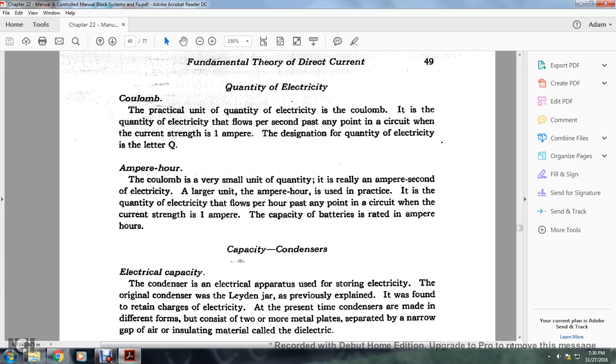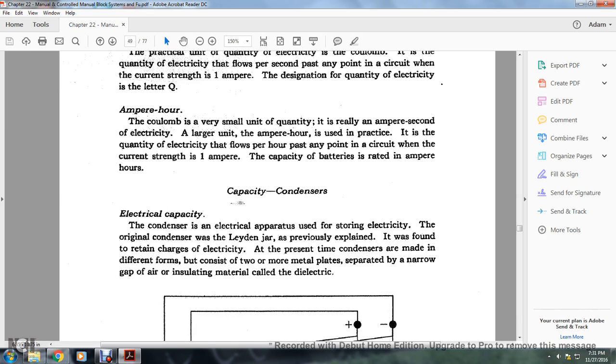Ampere hour. The coulomb is a very small unit of quantity. It is really an ampere per second of electricity. A larger unit is the ampere hour. This unit in practice is the quantity of electricity flowing per hour at any point of the circuit when the current strength is 1 ampere. The capacity of a battery is rated in ampere hours.